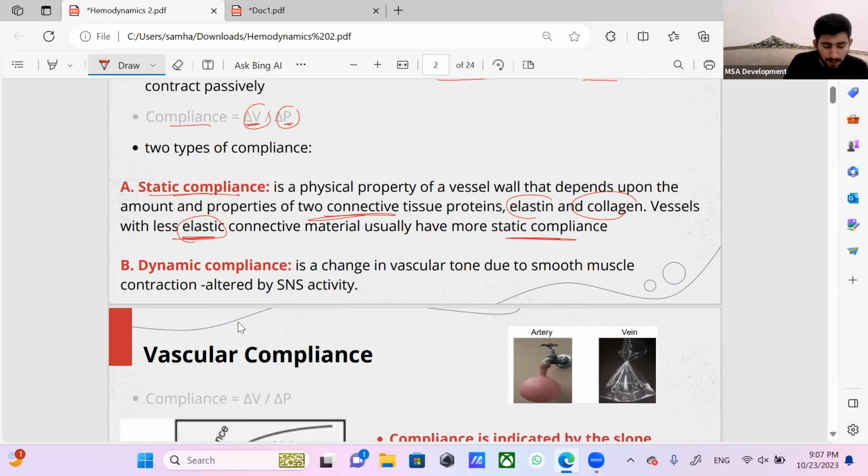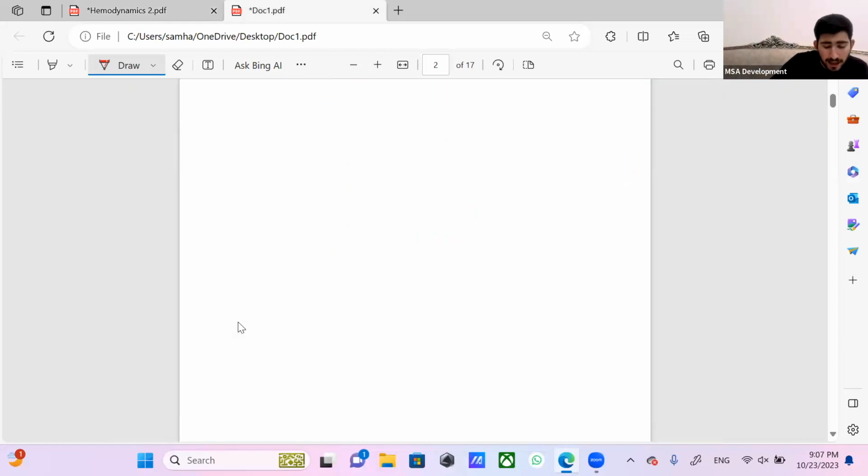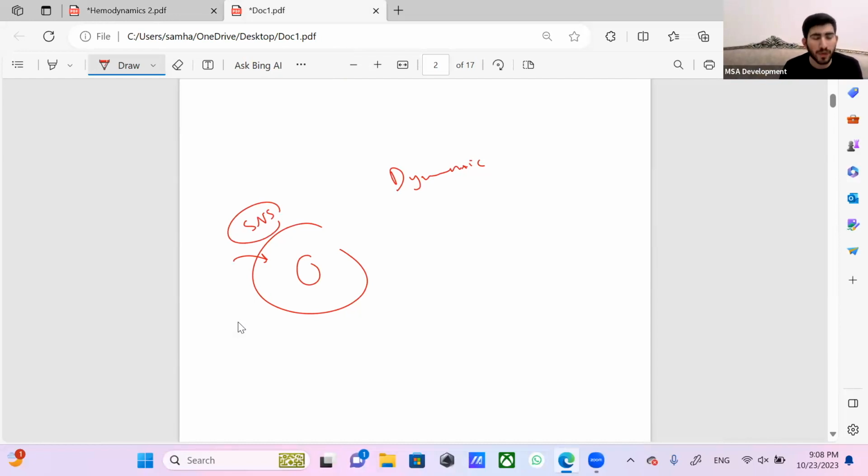Now, let's talk about the second type of compliance, which is dynamic compliance. And from its name, dynamic means that it's changeable. So you took that a blood vessel is innervated by the sympathetic nervous system. And when we stimulate the sympathetic nervous system, it will increase the muscular tone of the blood vessel, and it will cause vasoconstriction. And once we have vasoconstriction, the lumen will be decreased and the blood vessel will be narrower. Narrower means that we have low compliance, right? And so increasing the sympathetic stimulation of a blood vessel will cause vasoconstriction, and this vasoconstriction will make the blood vessel narrower, and having a narrow blood vessel means that it has very low compliance.